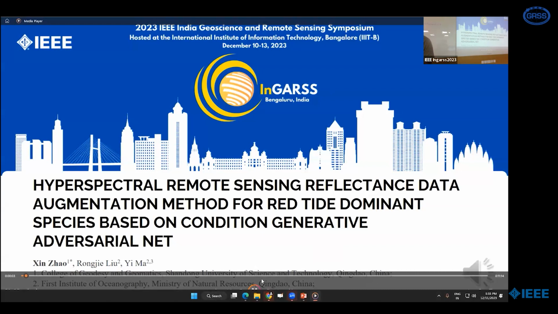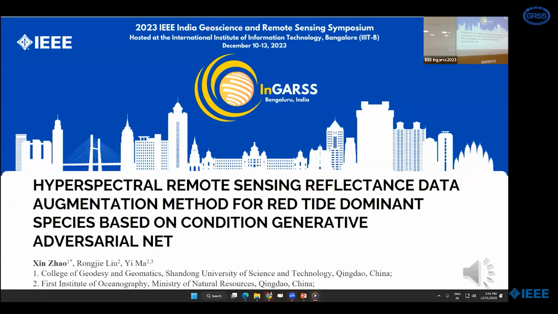Hello everyone. My name is Xin Zhao, from Shandong University of Science and Technology. The title of my report is Hyperspectral Remote Sensing Reflectance Data Augmentation Method for Red Tide Dominant Species based on Conditional Generative Adversarial Net. My collaborators include associate researcher Rongjie and researcher Ima from the First Institute of Oceanography, Ministry of Natural Resources.